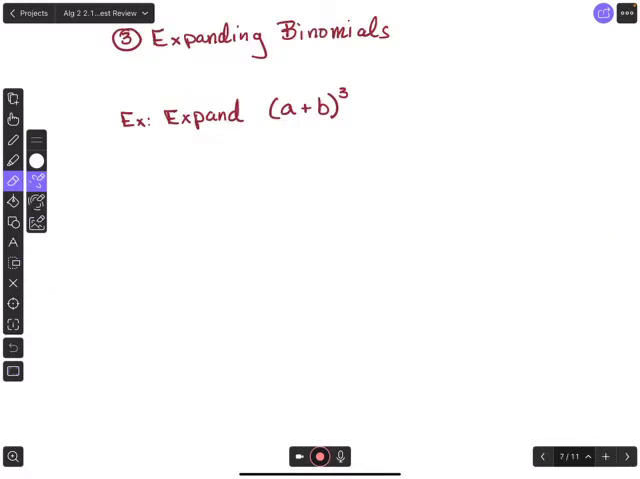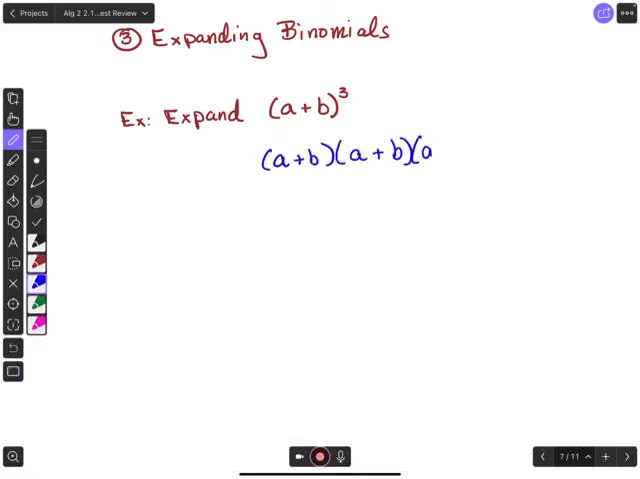All right, expanding binomials. Expanding means multiply them out. So let's look at how we could expand a plus b to the third power. Remember, this means to write a plus b times itself 3 times. Like that. Okay, let's go ahead and I'll just start distributing.